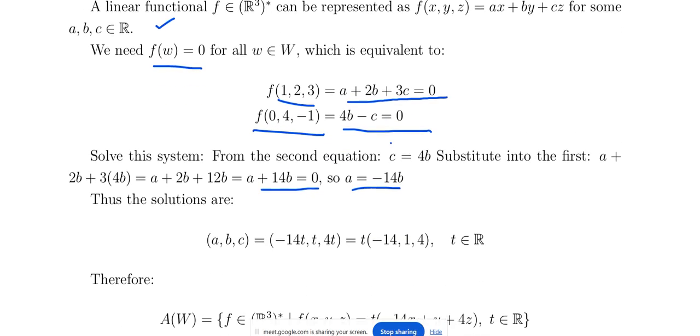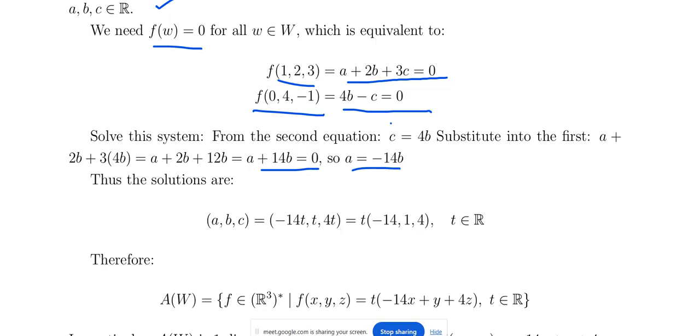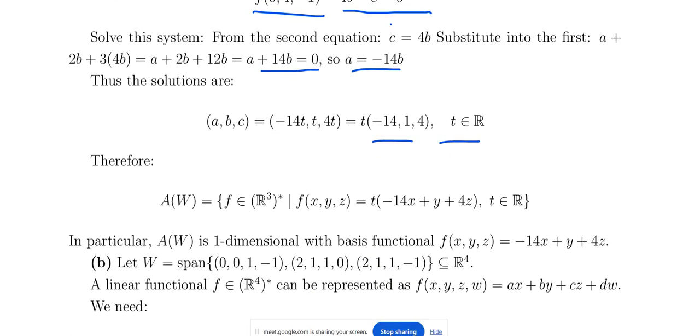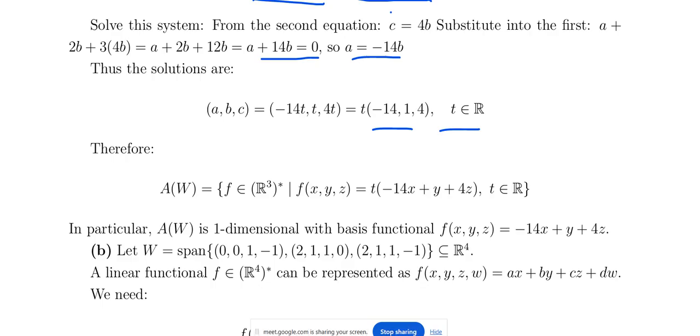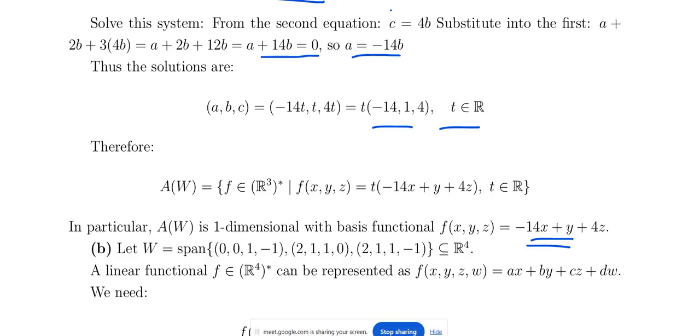So the solution: a b c can be written as t times minus 14, 1, 4, t belongs to R. So A of W is the collection of f in R cube star, f of x y z equal to t into minus 14x plus y plus 4z. Am I correct? This is a linear combination. So A of W is one dimensional with the basis functional f of x y z equal to minus 14x plus y plus 4z. Okay, this is A of W.